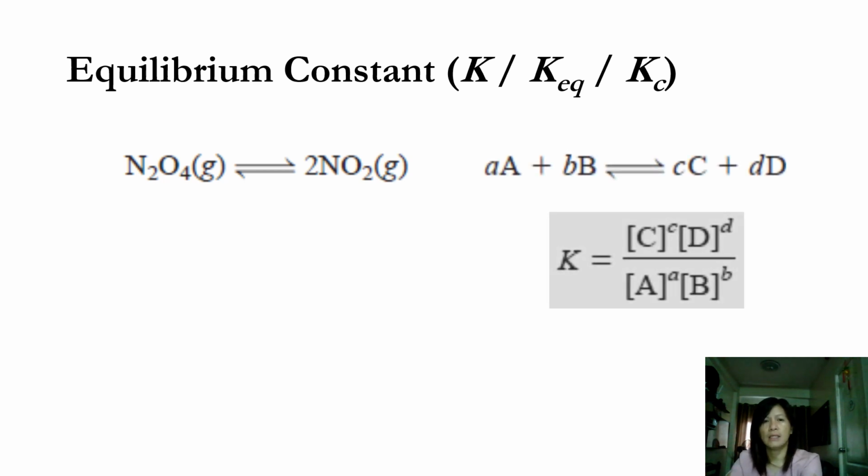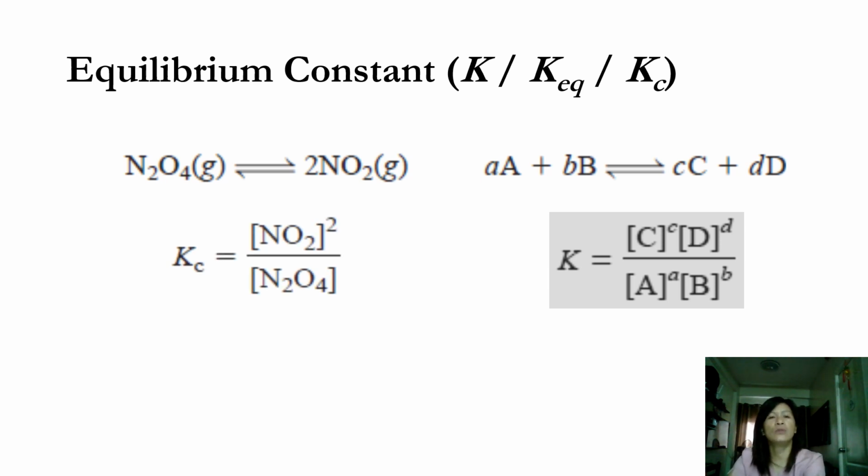Again, the equilibrium constant is expressed as the product of the concentrations of the products raised to their coefficients, divided by the concentrations of the reactants, also raised to their stoichiometric coefficients. So for this reaction, we shall have the equilibrium constant expression as K sub C to represent the equilibrium constant. Again, K sub C may also be written as capital K or capital K subscript EQ.